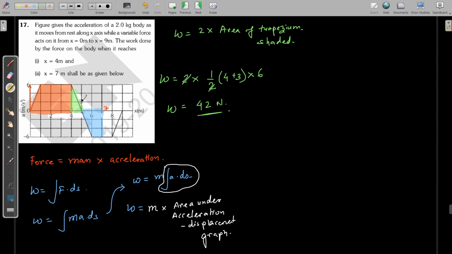Because over there the acceleration is what? Acceleration is negative. So if we calculate, we will be getting what type of work? We will be getting negative work done, right? So first of all, we have got 42 joule. Sorry, here it will be 42 joule.